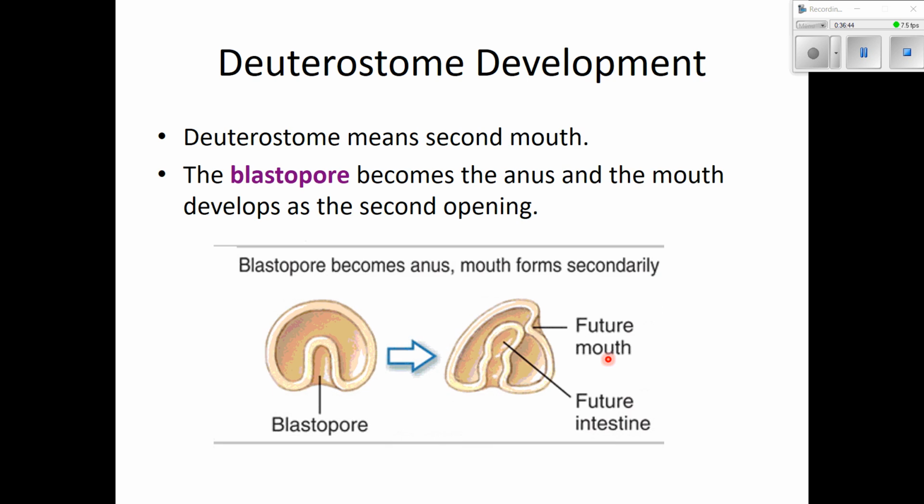You and I are deuterostomes. So you had an anus before you had a mouth. I bet you didn't know that about yourself. Deuterostomes have an archenteron, they have a blastopore, but that blastopore, that original opening of the digestive tract, becomes the anus, and the mouth forms later.